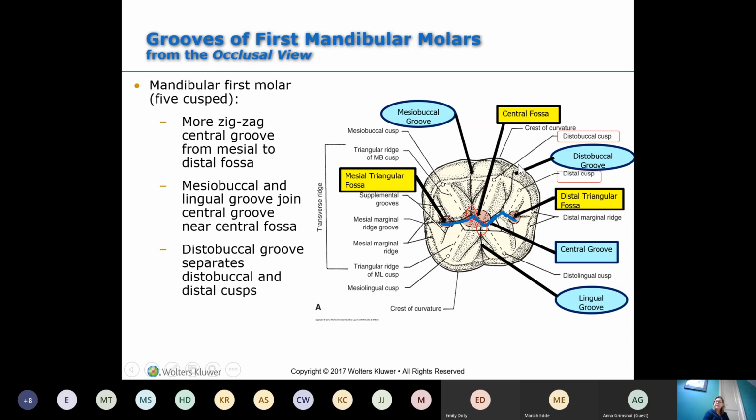Does that make sense? I know it sounds like a lot of terminology. But if you look at all of these different names, they're all named after the cusp that they're located on or the area that they're located in. So there's no hidden secrets on them.